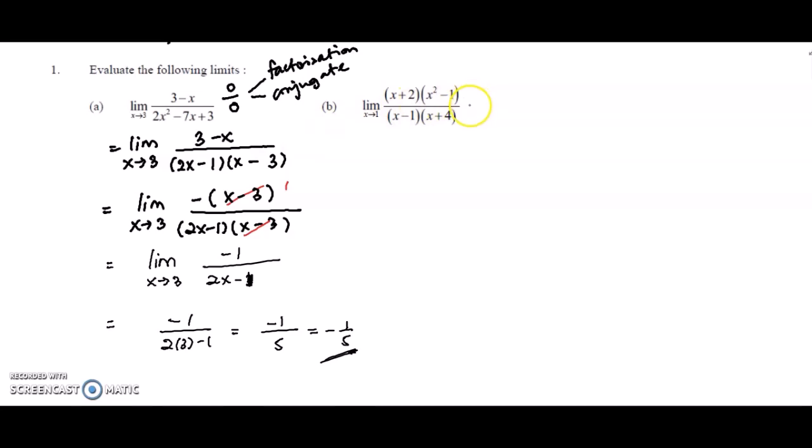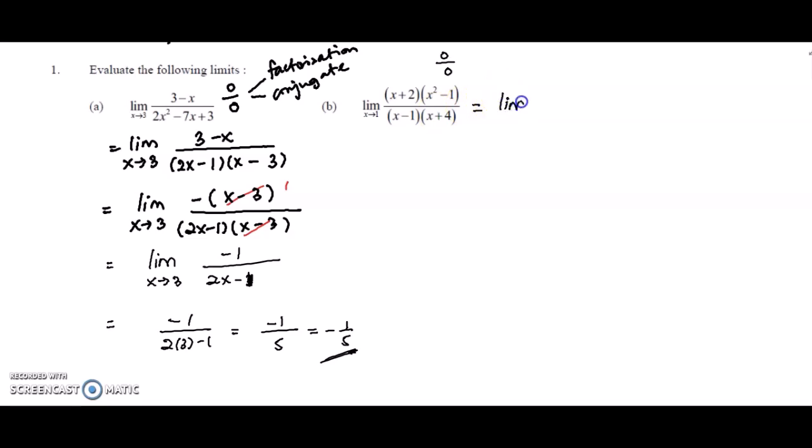Question B. Again, to start evaluating a limit, we normally will use substitution. Substitute the 1 inside, see what happens on top. If you put the 1 inside here, you will get 0. 0 multiplied by whatever value, you will get 0. So for this question, you get 0 on top. And for the denominator, when you substitute 1 inside, you also get 0 below. Meaning that now we need to go for either factorization or conjugate. Again, at the numerator and denominator, we only see polynomials, so probably we need to use factorization.